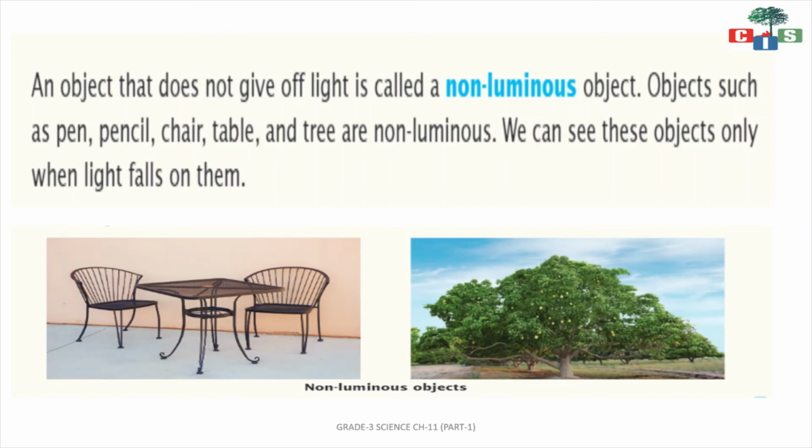An object that does not give off light is called a non-luminous object. Here examples are given of a chair, a table and a tree. They don't provide us light, so they are known as non-luminous objects.